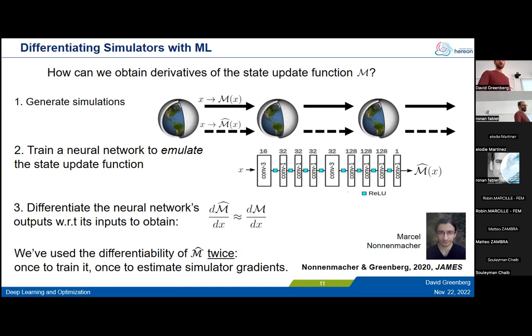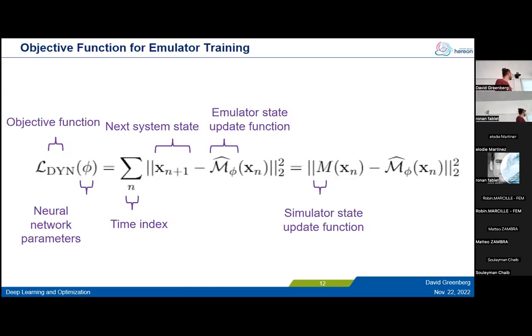So to train it, we can use a very simple least squares objective. Given each time step, we compare the output of the network to the system state on the next time step as calculated by the simulation. So basically, we're saying, given the same input, the simulation and the emulator, the neural network, should provide the same output.